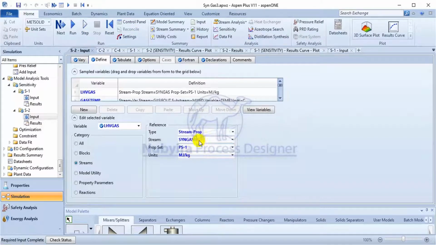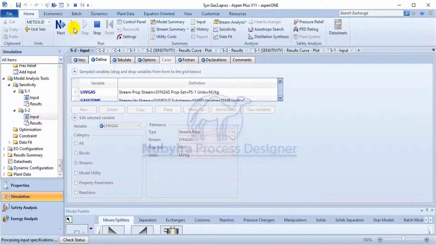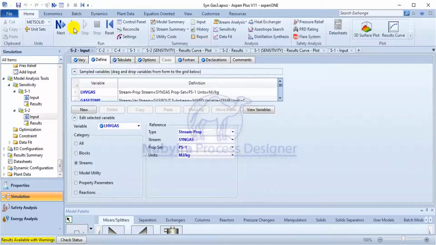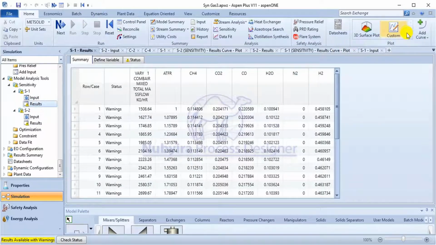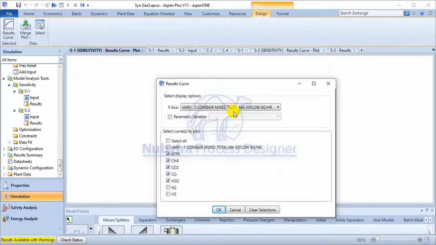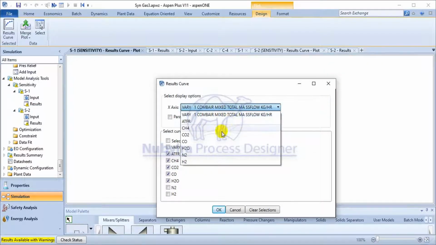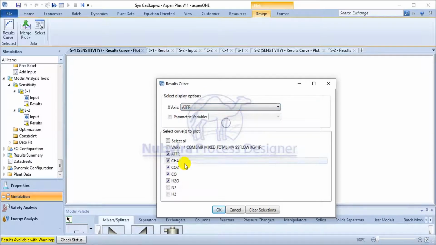Okay. So now running. Okay, result is available. So we can check our results now. So let's check the first one. Okay, it's air to feed ratio.